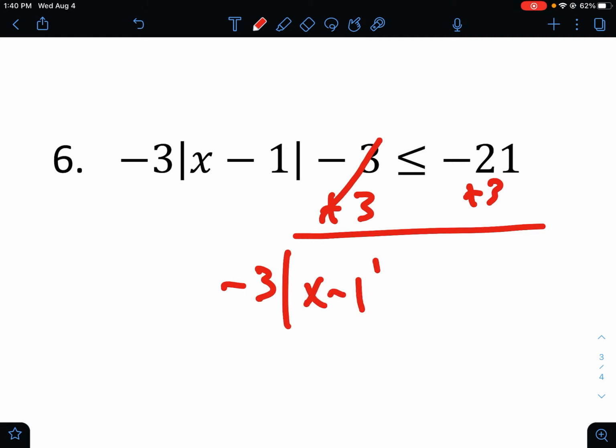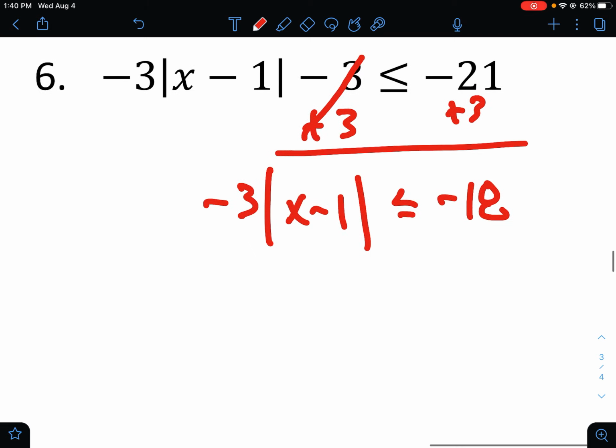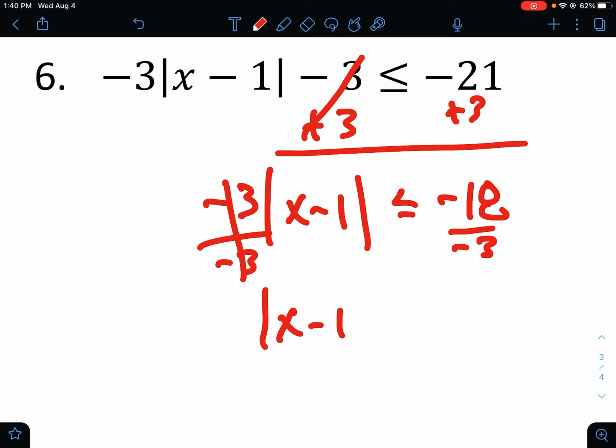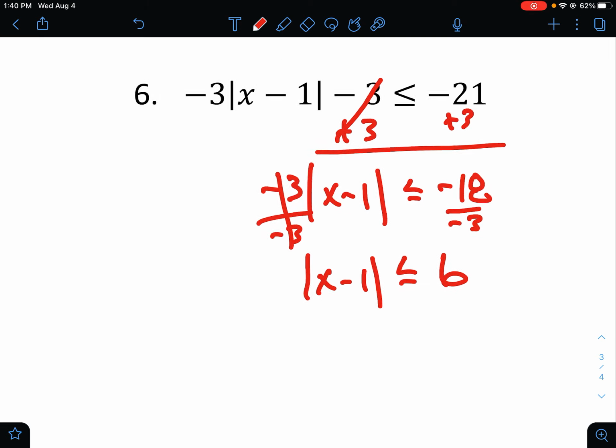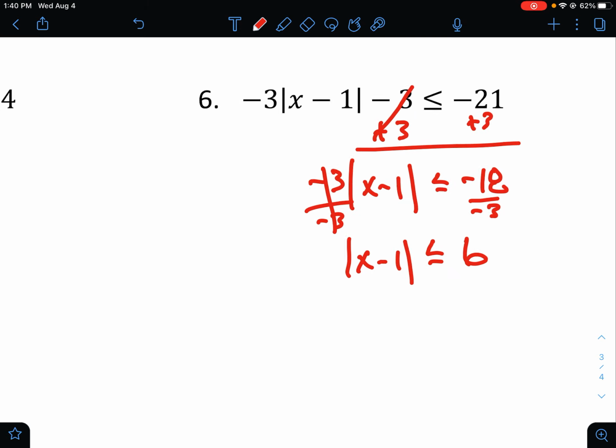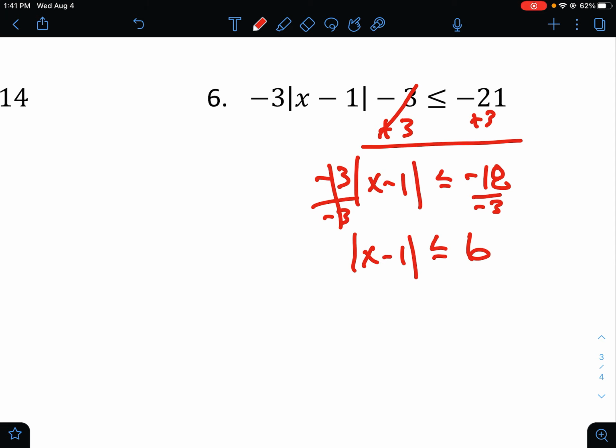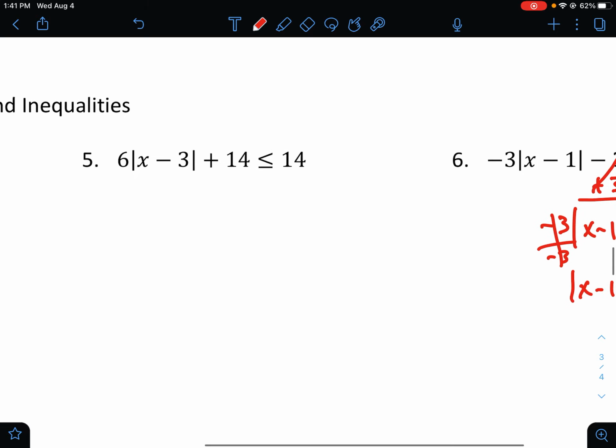I get negative 3 times the absolute value of x minus 1 is less than or equal to negative 18. Divide by negative 3. I guess this works out too. I didn't think that it did, but the absolute value of x minus 1 is less than or equal to 6, and then you can solve those, split those off into one less than or equal to a positive 6, and then greater than or equal to a negative 6.